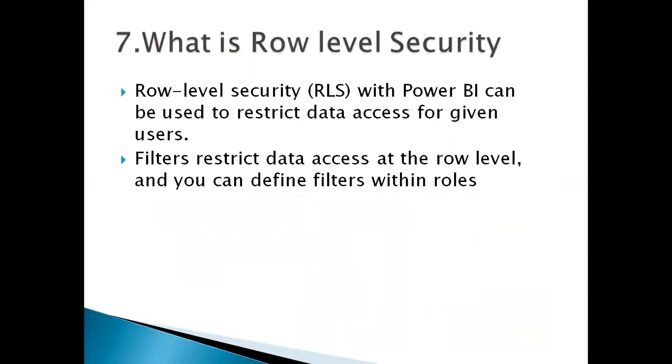So the next one is row level security. Row level security means you are going to restrict some access for other people. So you are only providing the viewers the right to view the data, not having any other rights. So for that you have to take the row level security. You have to click on the row level security in order to restrict data access for the given users. Okay. These filters restrict data access at the row level, and you can define filters within roles.